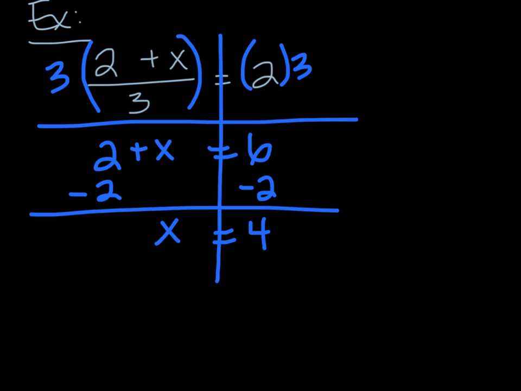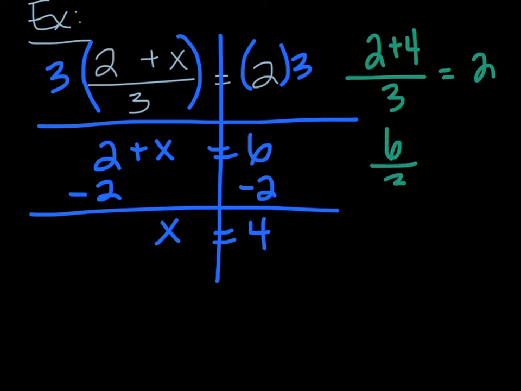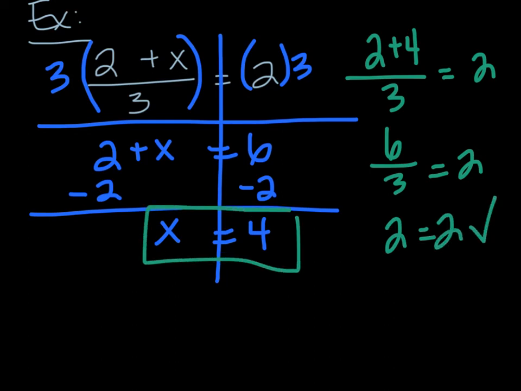Again, I'm going to plug it back in to double check and make sure I was right. So 2 plus 4 over 3 should be equal to 2. 4 plus 2 will give me 6 over 3 equals 2, and 6 over 3 is just 2. That guarantees 2 equals 2, and I know that I found the correct solution.